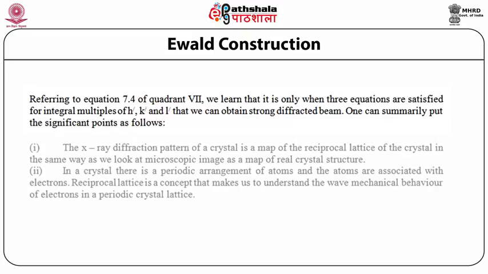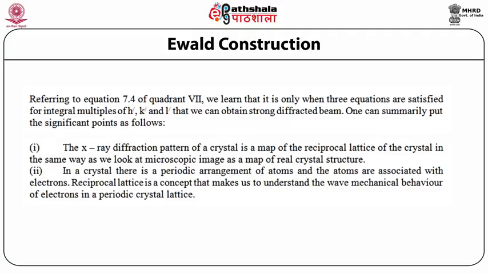Number 1. The X-ray diffraction pattern of a crystal is a map of the reciprocal lattice of the crystal, in the same way as we look at a microscopic image as a map of real crystal structure. In a crystal there is a periodic arrangement of atoms, and the atoms are associated with electrons. Reciprocal lattice is a concept that helps us understand the mechanical behavior of electrons in a periodic crystal lattice.